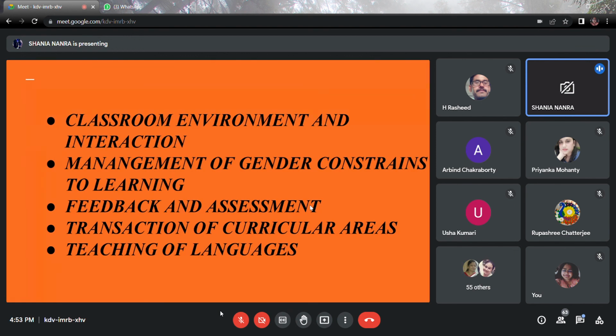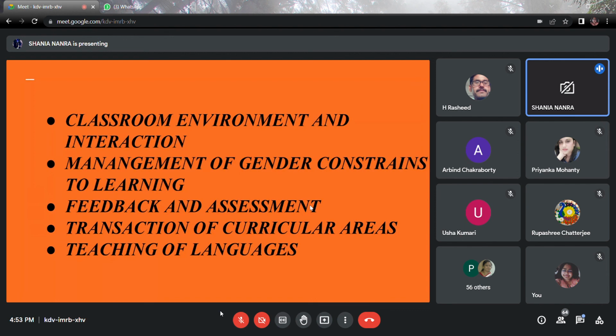Next is management of gender constraints to learning. Allow time to deal with gender specific problems, if any, such as a girl who has missed class due to puberty issues, household chores, or family responsibility. Watch for indicators of bullying, harassment, adolescent hormonal upheaval, and peer pressure, among others. These are what we must focus on as teachers. Then is feedback and assessment.